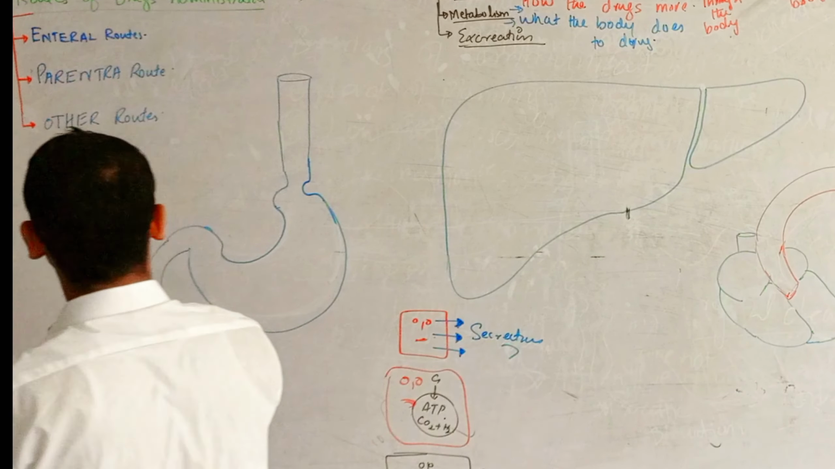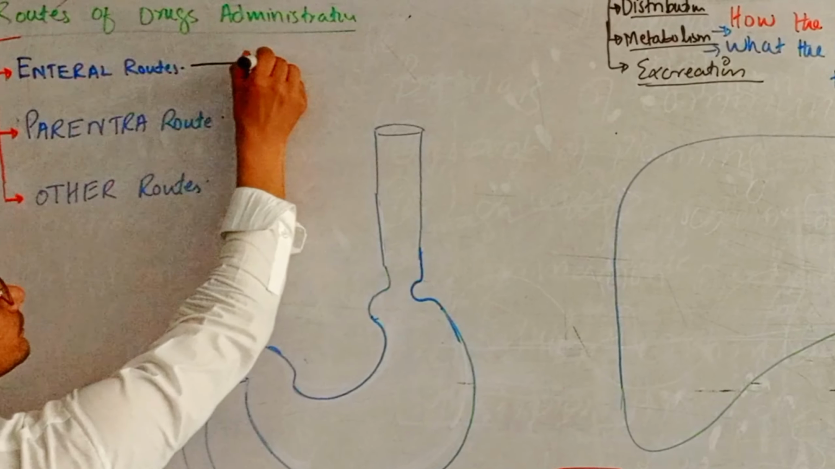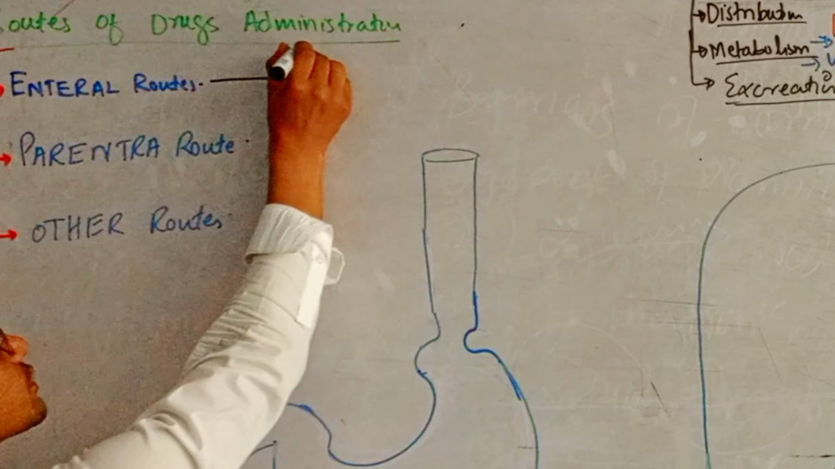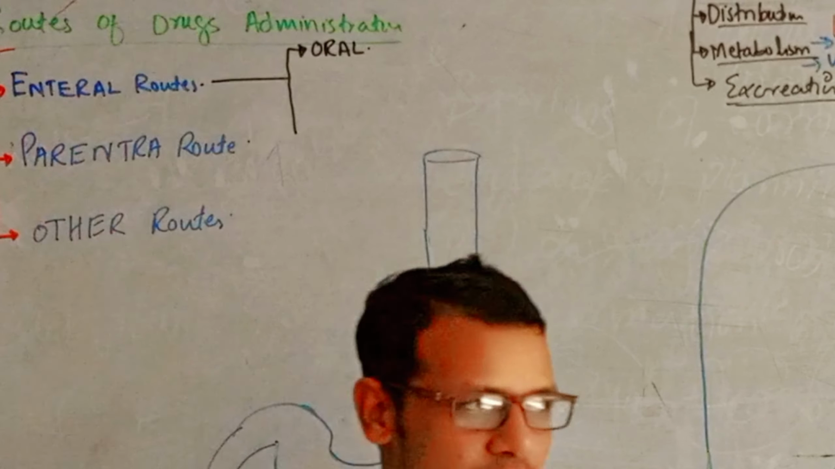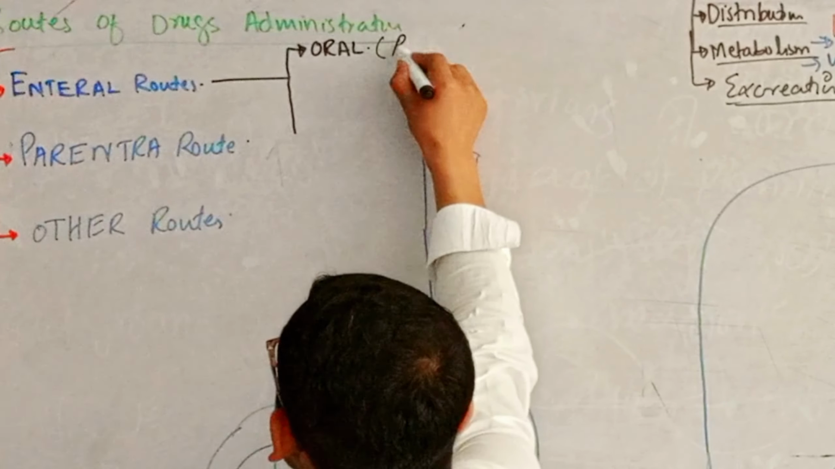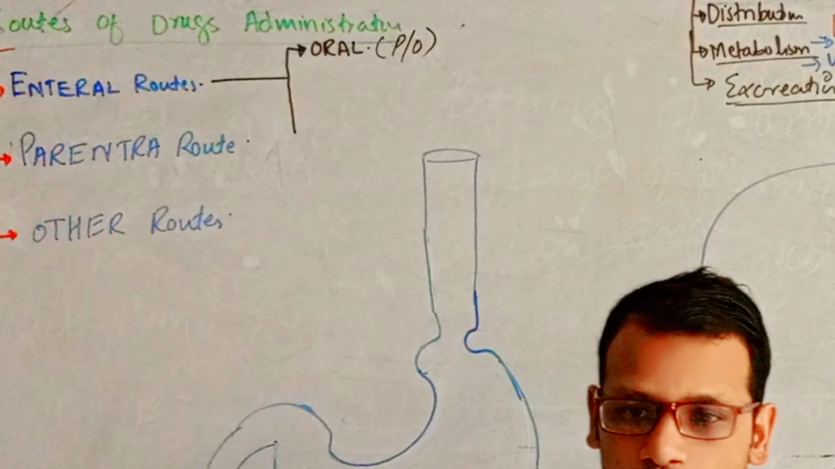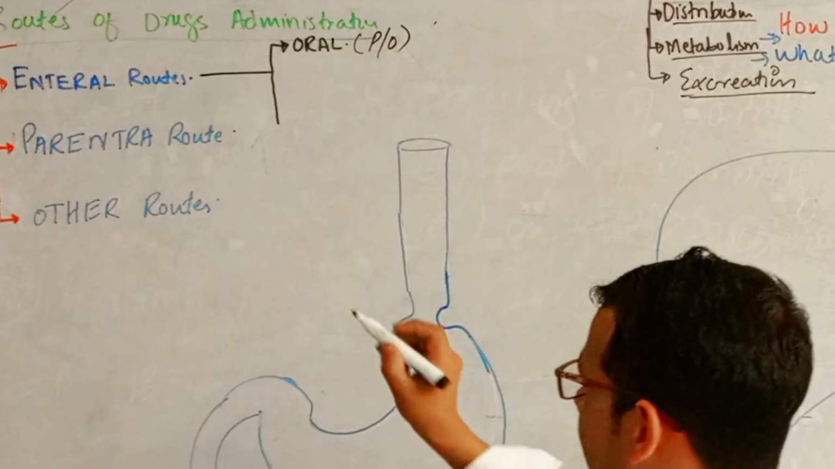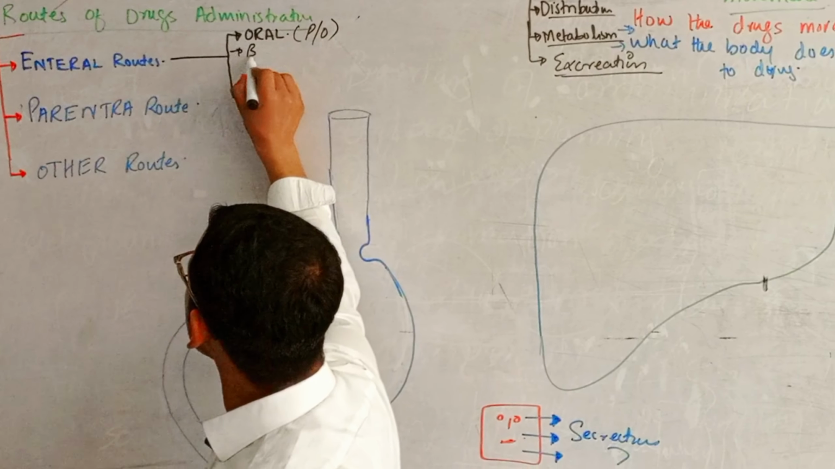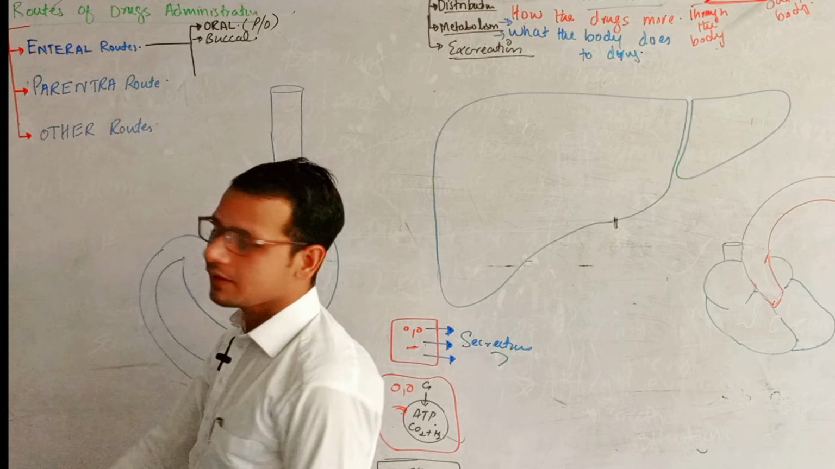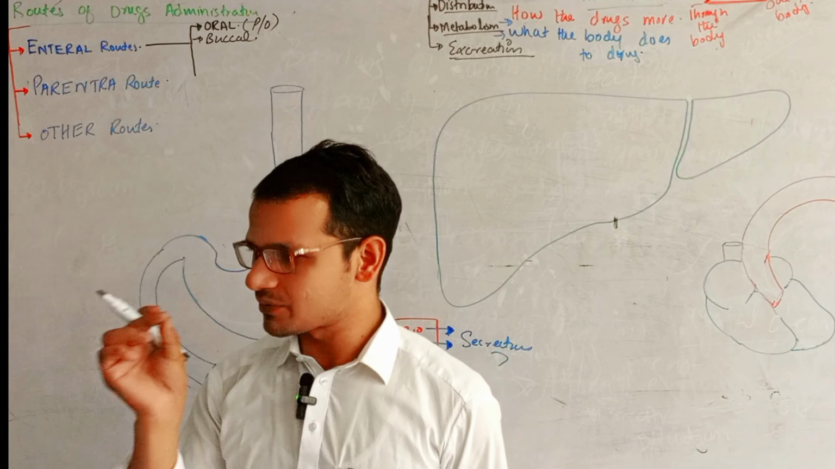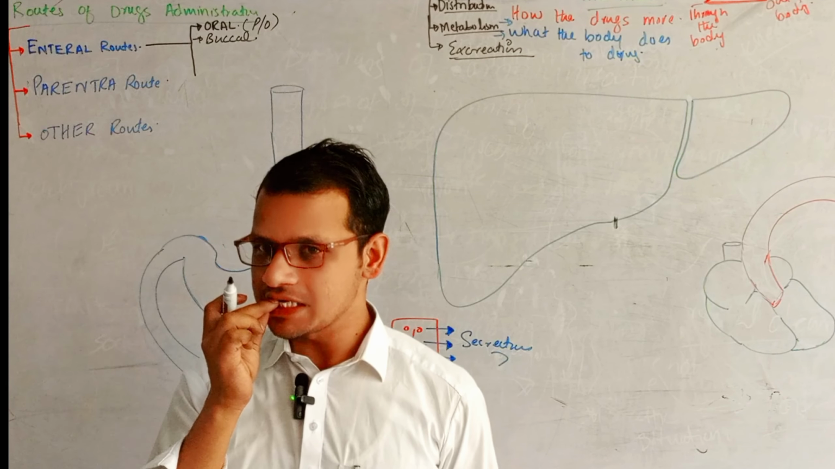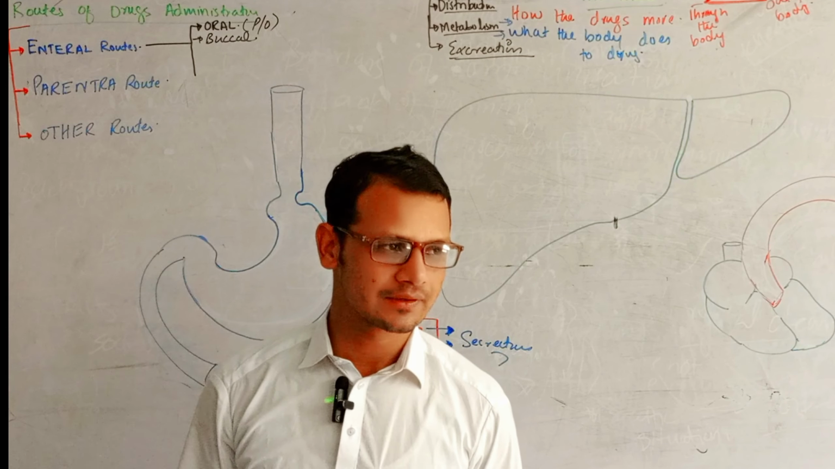Enteral routes are classified into: the first one is oral. The oral route, per oral, is represented by PO. The second is buccal. What is buccal? When we place a chemical substance between the teeth and lips, right?